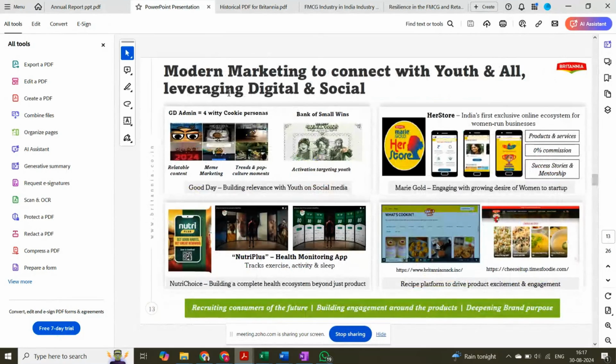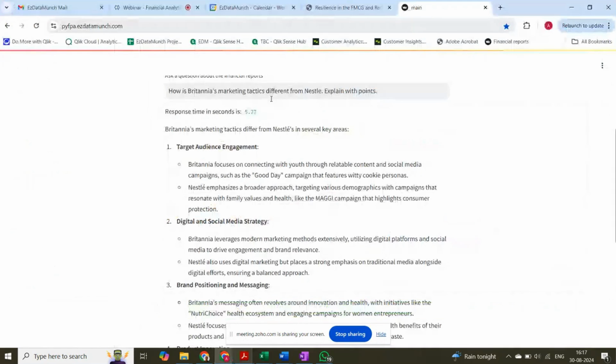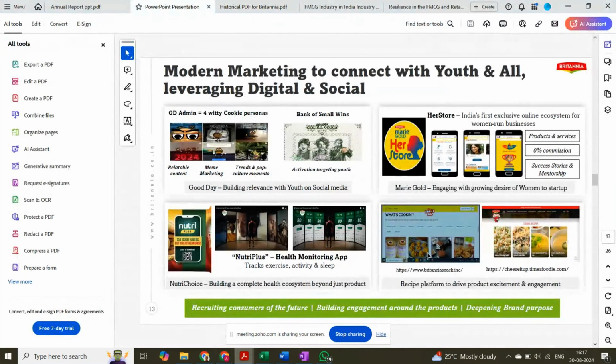Look at it. Yes, it is. It's looking to connect with youth. It is leveraging digital and social media information. That's what it is doing. It also looks at leveraging modern marketing using digital platforms and social media. That's what it is saying.